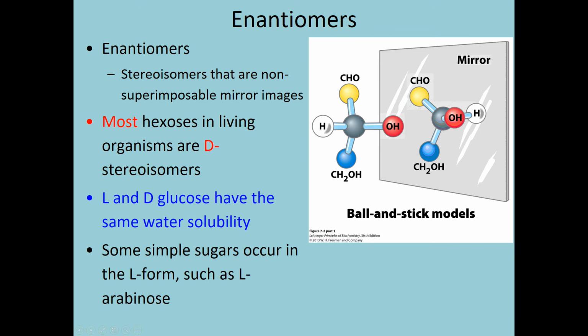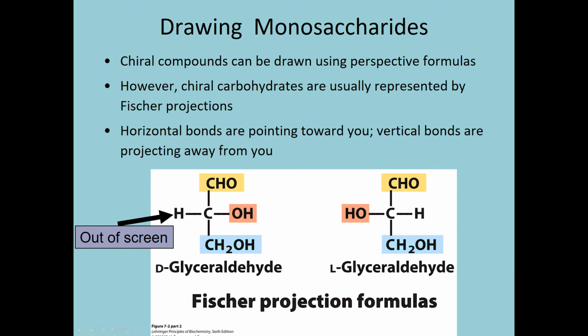Now, with these chiral compounds, we can draw them a couple different ways. Typically, we're going to see the sugars drawn in these Fischer projection forms here. So anything horizontal is going to be coming out of the screen towards you, and anything that is vertical is going to be more pointing away from you. So we don't draw the little triangles and the little dashed lines. We just understand that if it's horizontal, it's coming out of the screen.